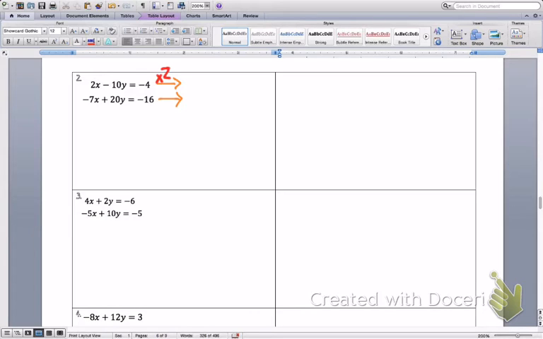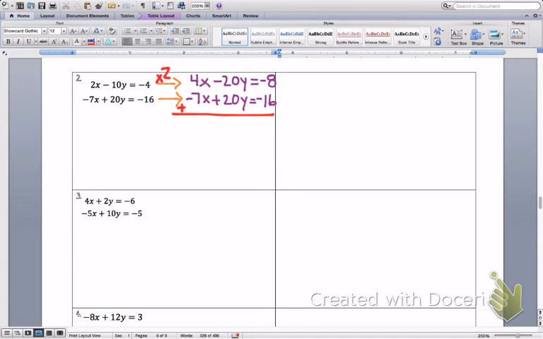So I multiply the first equation by 2, 2 times 2 is going to give me 4x. 2 times 10, which is negative, is going to give me negative 20y. And 2 times 4, which is negative, gives me negative 8. Second equation is going to stay exactly as you see it. There's going to be no change in it because that's going to be enough to eliminate for us. Just double check that you're copying everything correctly, that you're not accidentally copying it incorrectly or forgetting a negative.